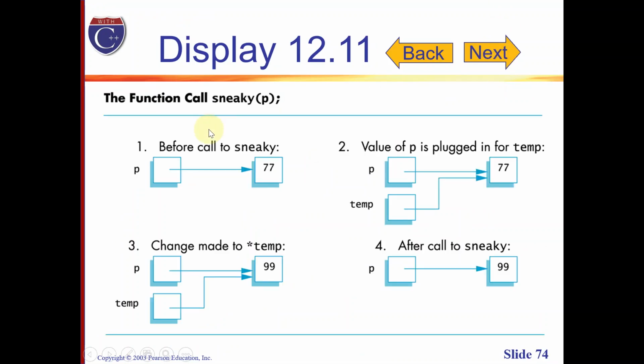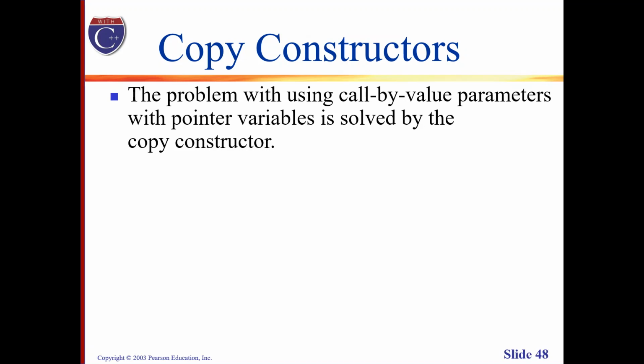To visualize the scenario, this is how it would look like. To solve the problem that we encountered a while ago, we need what we call copy constructors. As we have seen, the problem with using call by value parameters with pointer variables is quite an issue, especially when we are dealing with programs that use a lot of functions. That can be solved by using copy constructors.